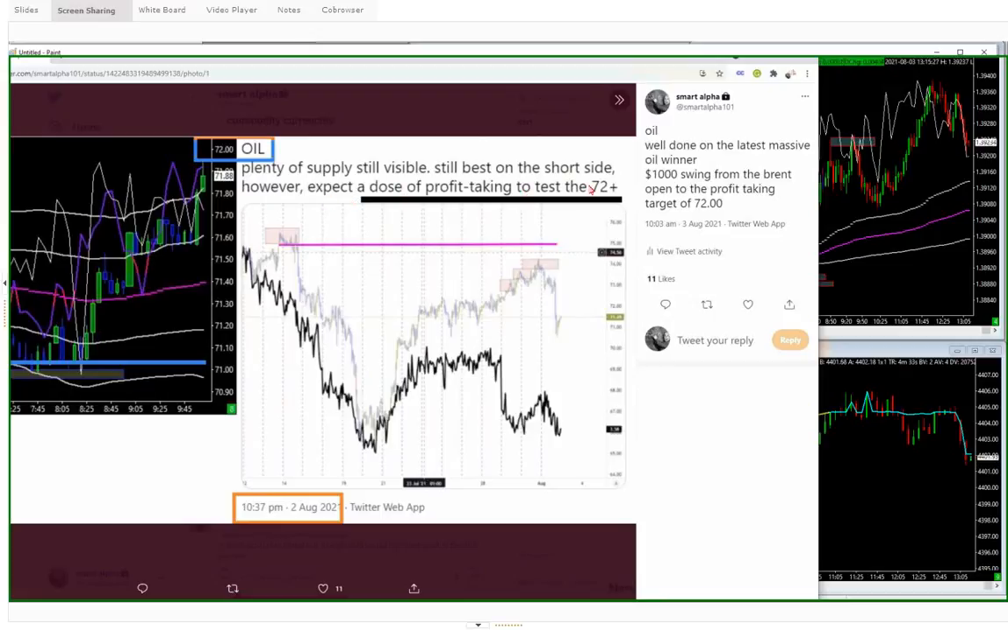When does the profit taking start? Well, you would imagine it's going to start when the volume starts, right? There's no point in taking profits when nobody's doing any business.